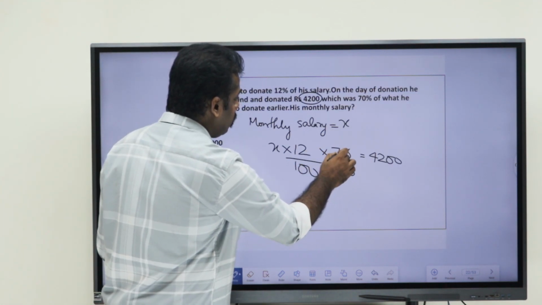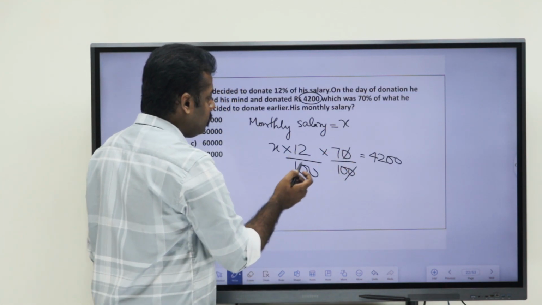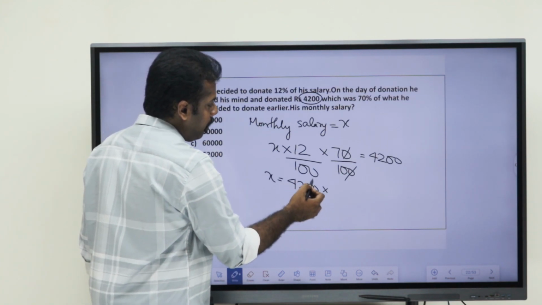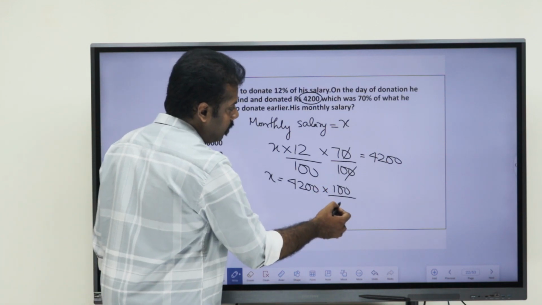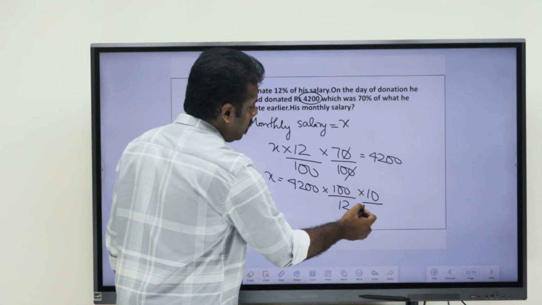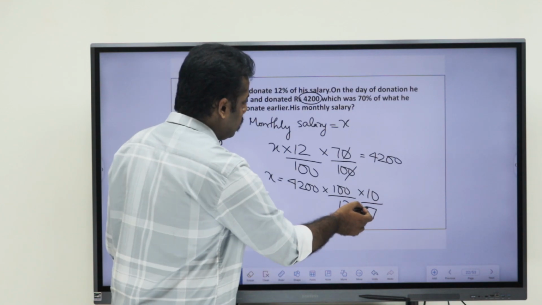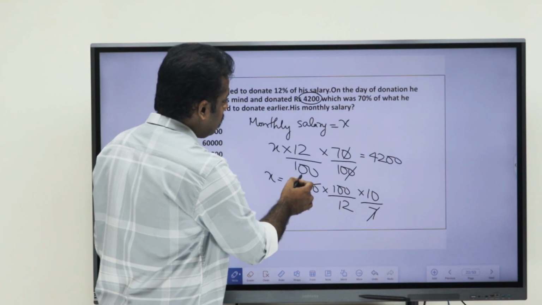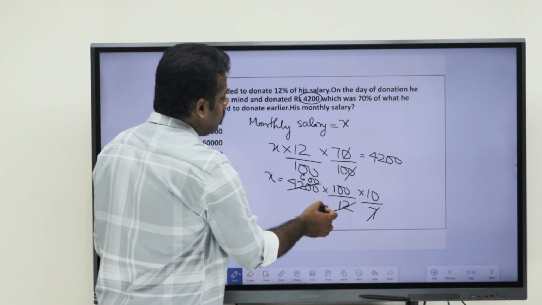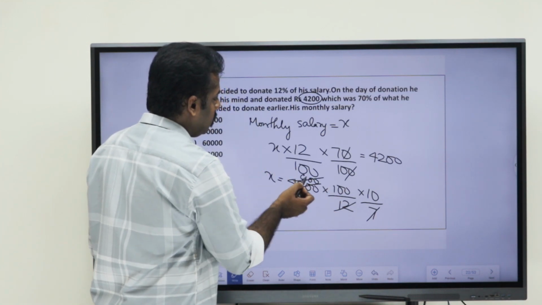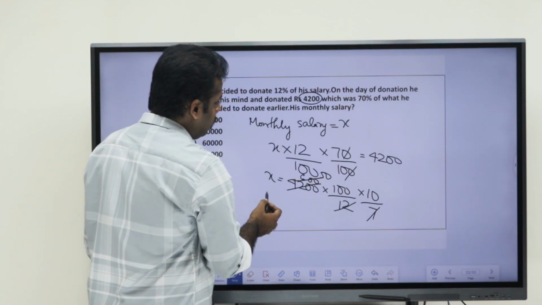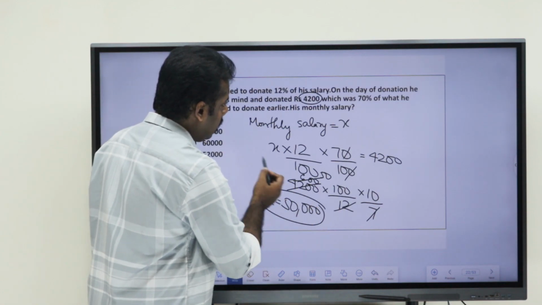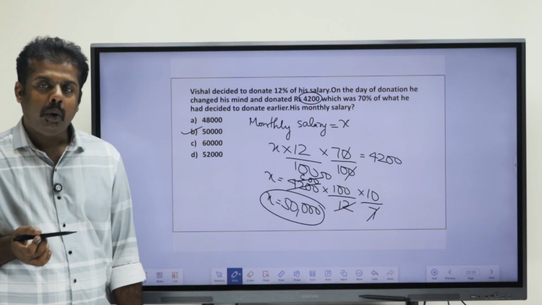You can just cancel out the common terms here. Now take these values to that side. So it will become 4,200 into 12 by 100 becomes 100 by 12, and 7 by 10 becomes 10 by 7. Now just cancel out the terms. 7 sixes are 42, so 600. 600 by 12 is going to give us 50. So the value of x here is 50,000. We have got his monthly salary, and it is 50,000, option B.